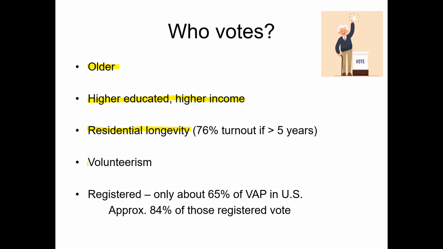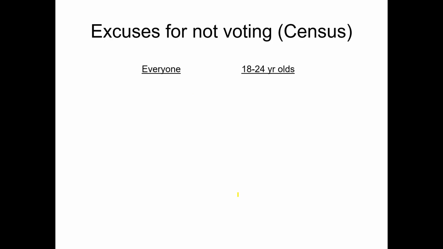Volunteerism, which we mentioned, the higher the volunteerism rates are, the higher the voting rates are. And we also see that if you're registered, you have a considerably higher percent of turnout to vote, but only about 65% of the voting age population in the United States registers to vote. Talk about that again here in a minute.